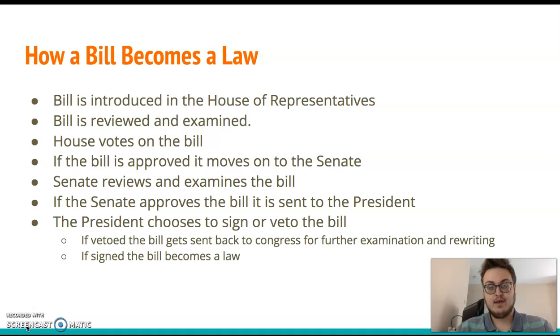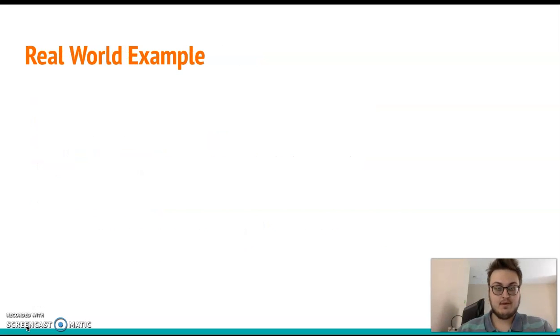There is a case where the bill can be vetoed and Congress can just have it signed and it becomes a law anyway, but that rarely ever happens. And then the whole time, I forgot to mention this, but the whole time the Supreme Court, even after it becomes a law, is making sure that it is constitutional.